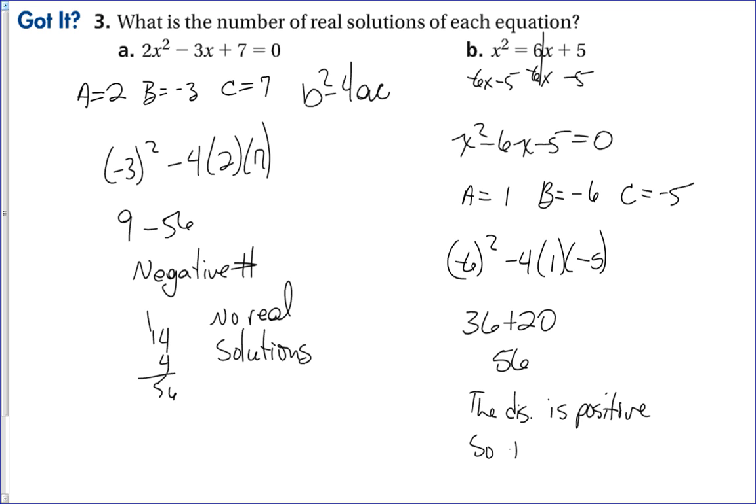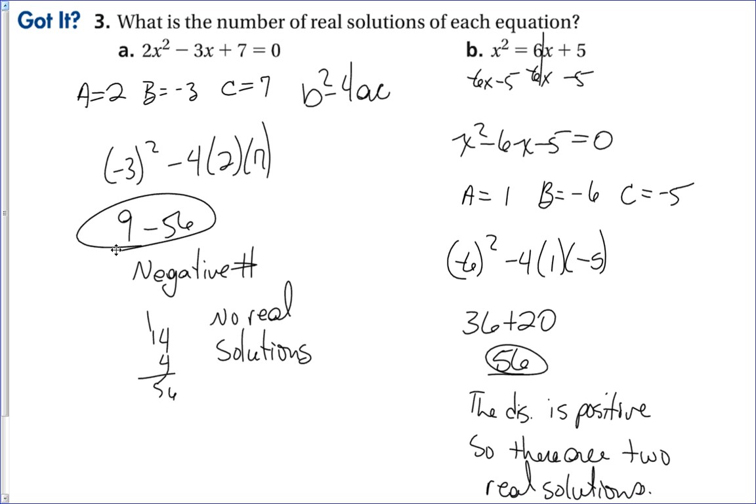So that says there are 2 real solutions. All right, the discriminant is positive, so there's 2 real solutions, because here it's positive. Over here, 9 minus 56, we know that's going to give us a negative number. It doesn't really matter what it is, but we know it's a negative number.